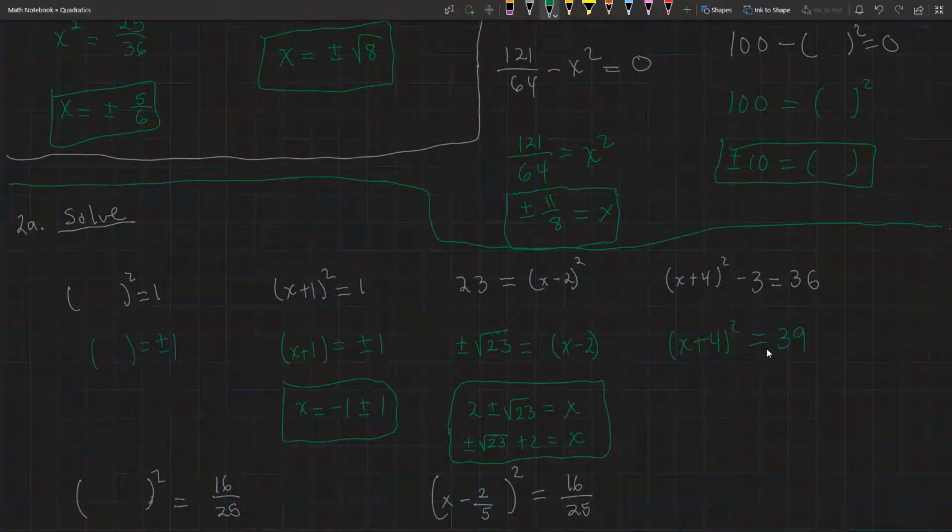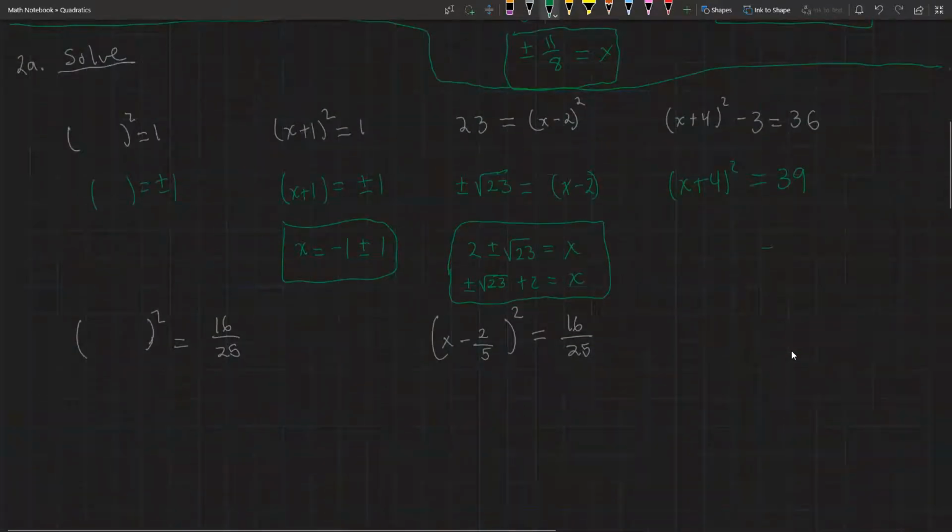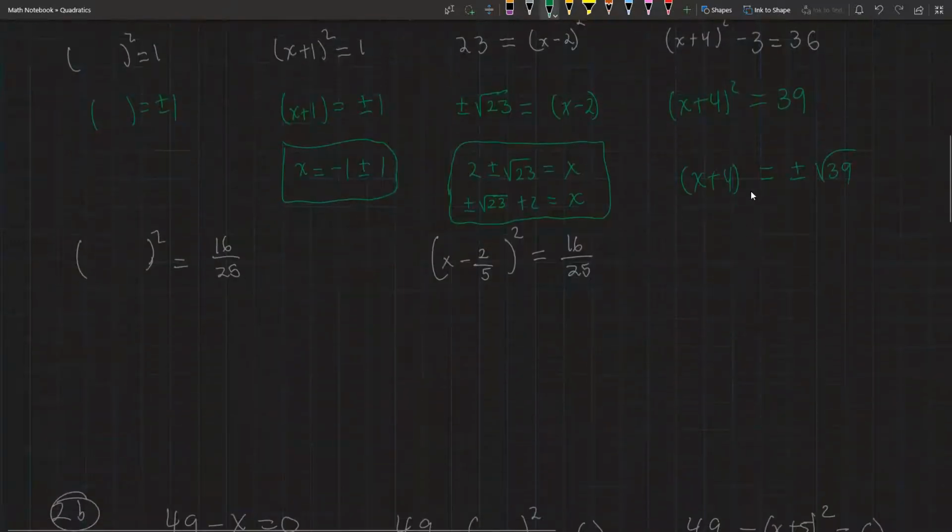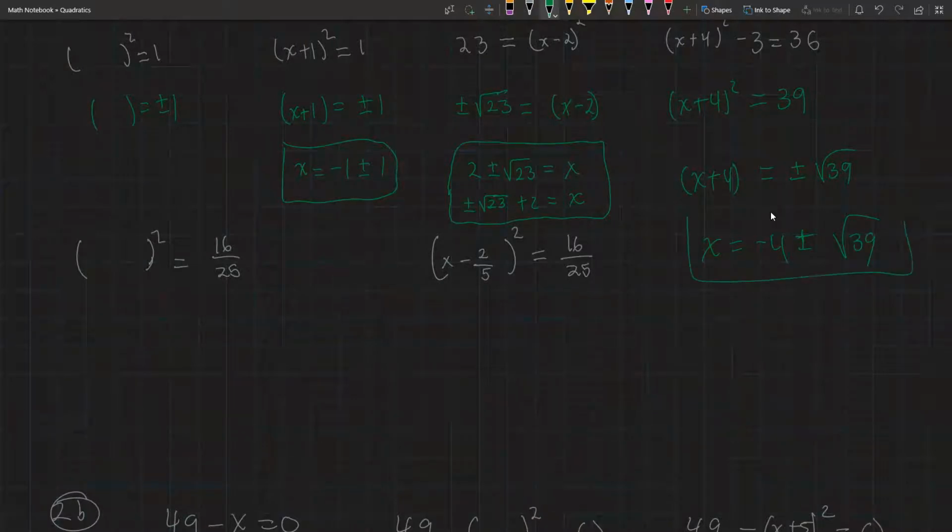Something squared equals 39. That's not a perfect square integer, so we're going to say that something equals a positive or negative square root of 39. And what's the something? x plus 4. So one last step to do here. How do we undo the adding 4? We're going to subtract that 4 to both sides of the equation, and it should look in the form negative 4 plus or minus the square root of 39. And done. Look at that.